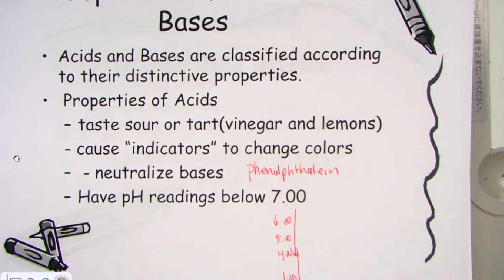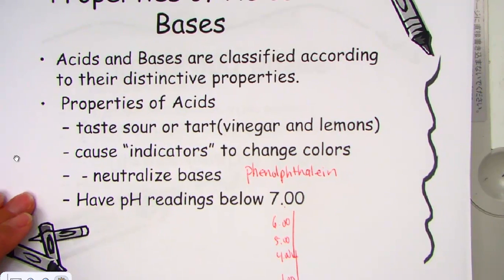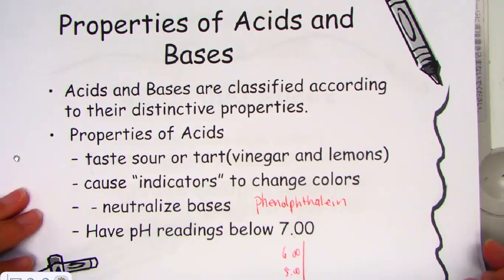So, things in common about acids: they taste sour or tart, they cause indicators to change color, they neutralize a base through a process called neutralization. It's nothing more than a double displacement reaction where water is the driving force, and they all have pH readings below 7.00.